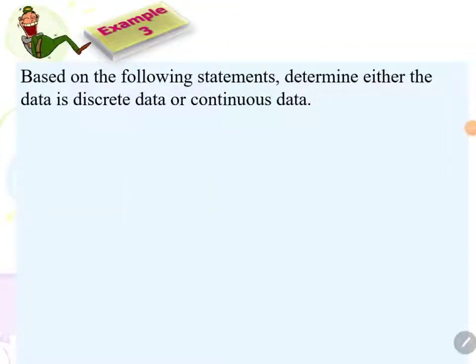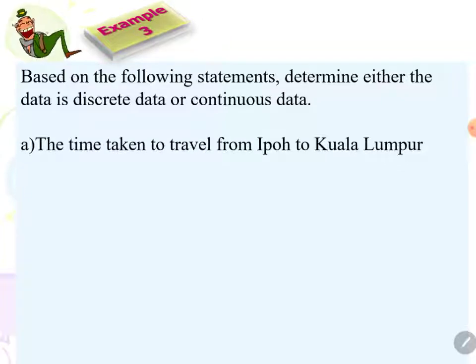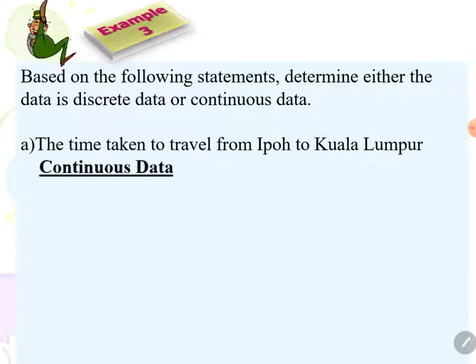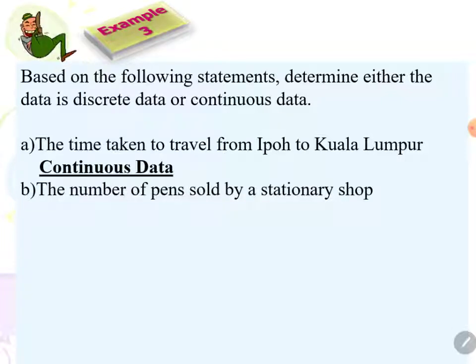Okay, example 3. Based on the following statements, determine whether the data is discrete data or continuous data. For A, the time taken to travel from Ipoh to Kuala Lumpur. So it's time, so it will be, yes, continuous data. Second, the number of pens sold by a stationery shop. So we don't have 1.2 pens, right? We only have 1, 2, 3, 4, 5 pens. So it will be discrete data.